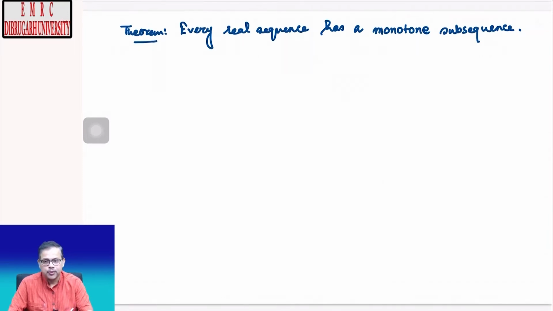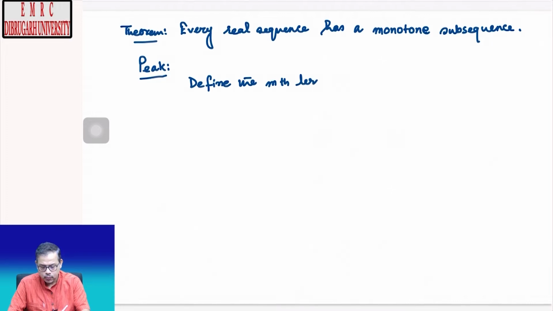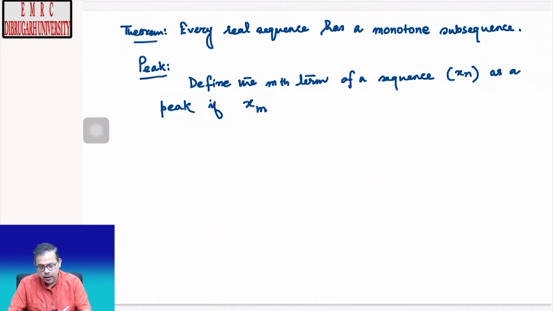To prove this particular theorem, we need to define a concept called peak. Okay. How do we define a peak? Define the mth term of a sequence xn as a peak if xm is greater than or equal to xn for all n greater than or equal to m.